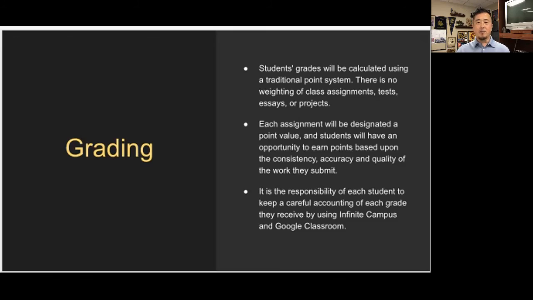And by the way, when it comes to the actual grade that they are receiving for the class, Infinite Campus is always going to be the final word. Assignments will be graded most of the time on the Google Classroom assignment sheet or the assignment link, but the actual class grade comes from Infinite Campus. And so if you are interested, you should be able to access that information via Infinite Campus and Google Classroom.